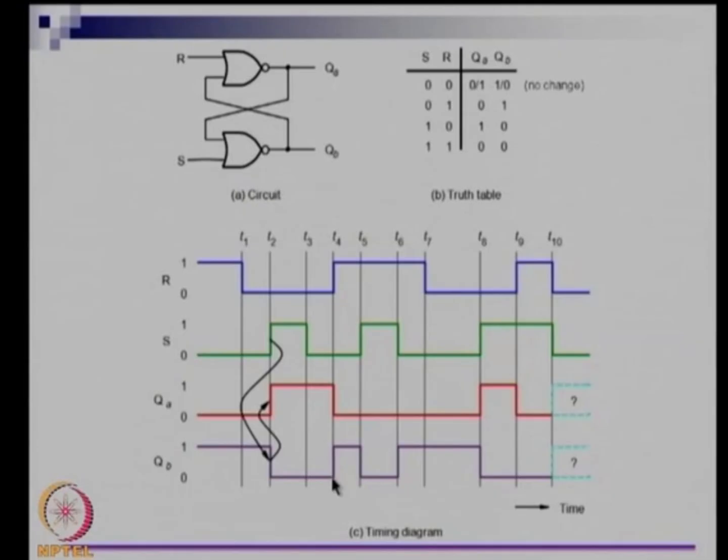So, you can see that if QA is 0, Q0 will be 1, and if QA is 1, Q0 will be 0, and when you apply 0, 0 as inputs, they actually remain the same. So, if you start with 0 here, QA will remain 0 under the conditions given for R and S. It will not change. So, this is one case.